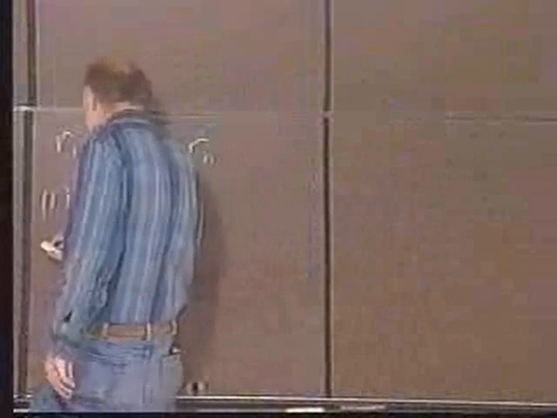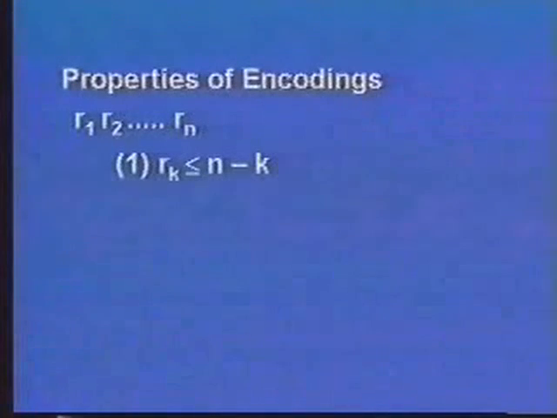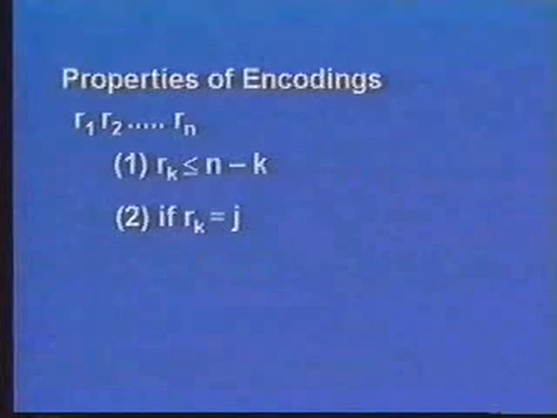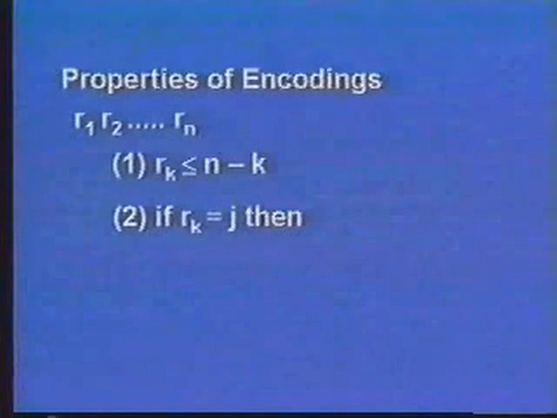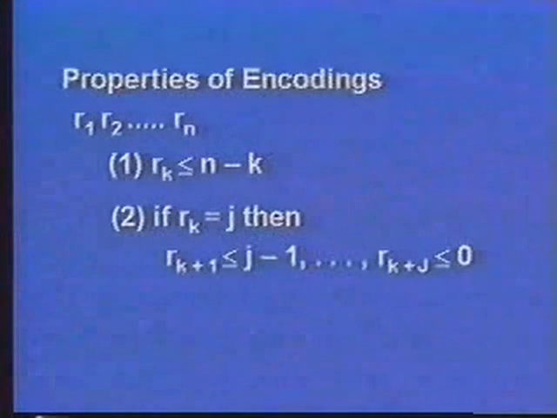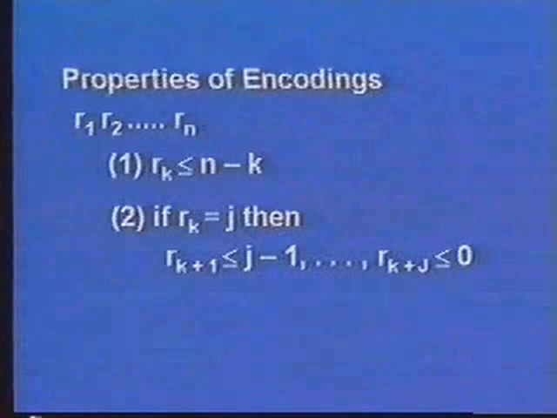Now, that's necessary. Another condition is a little trickier, but also true: if Rk is equal to j, that means we have j guys in the right subtree, so I draw an arrow past the next j things. Then R sub k plus 1 is less than or equal to j minus 1, R sub k plus j is less than or equal to 0, R sub k plus 2 is less than or equal to j minus 2, and so on.